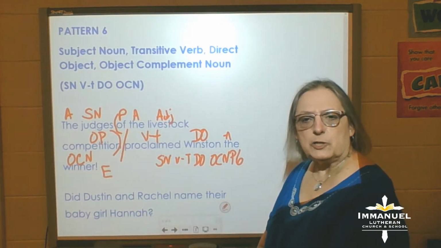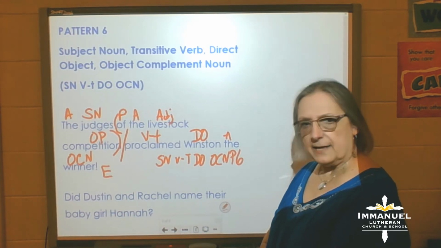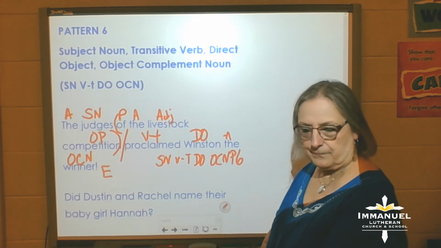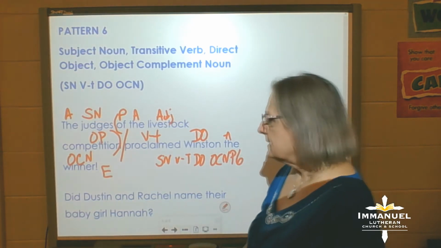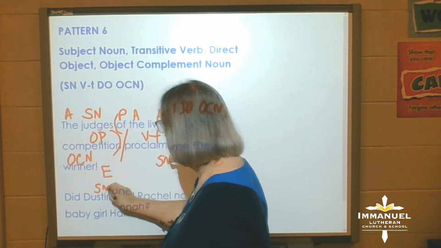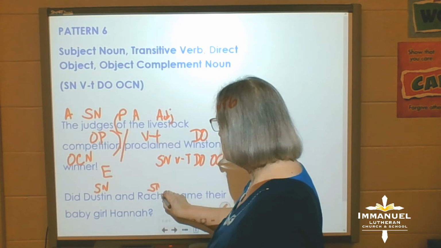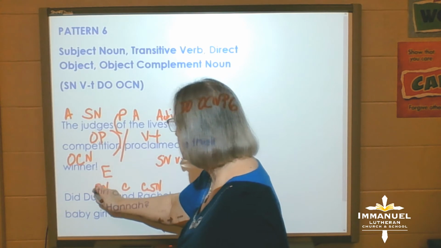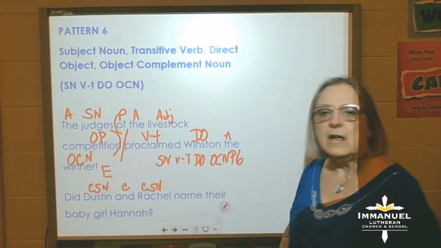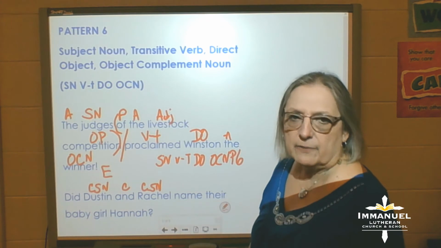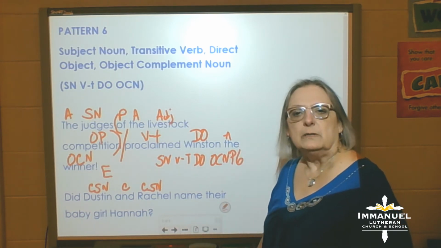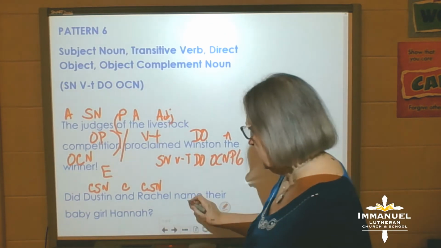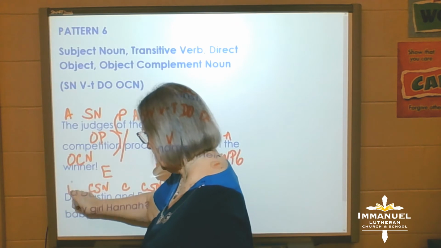Did Dustin and Rachel name their baby girl Hannah? Who did name their baby girl Hannah? Well, we have two people here, don't we? Dustin is one, subject noun, and Rachel is the other, subject noun. We have a connecting word, and is a conjunction, which means these are compound subject nouns. What is being said about Dustin and Rachel? Dustin and Rachel name, that doesn't sound right. Dustin and Rachel did name. Name verb, did helping verb.